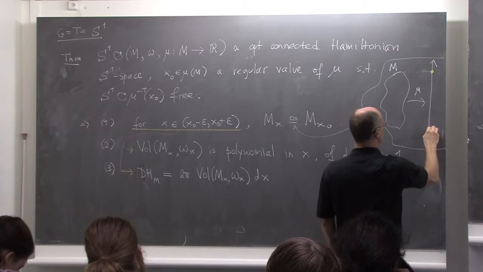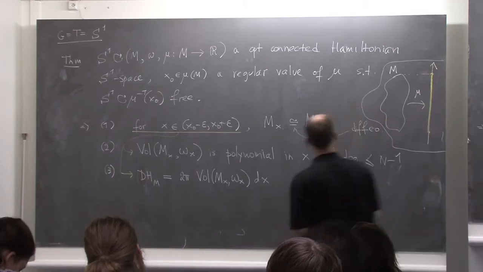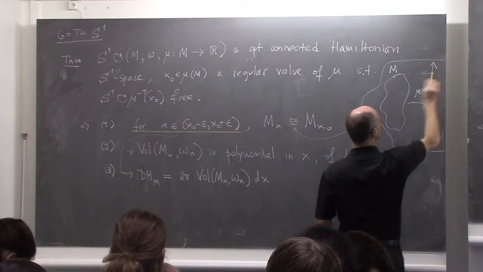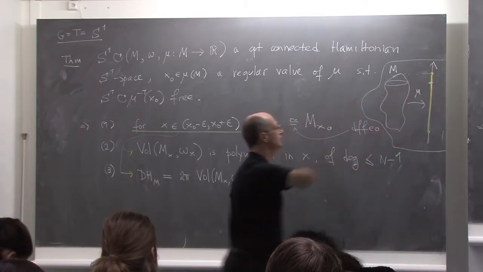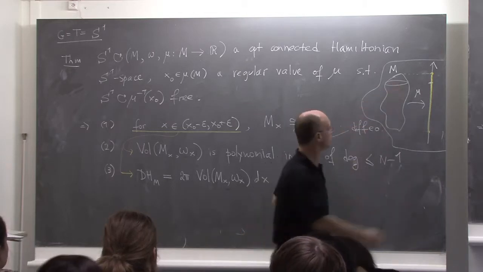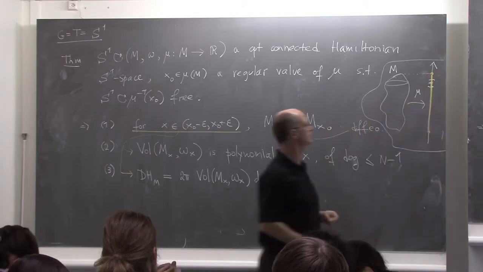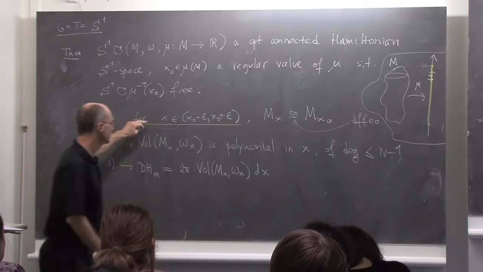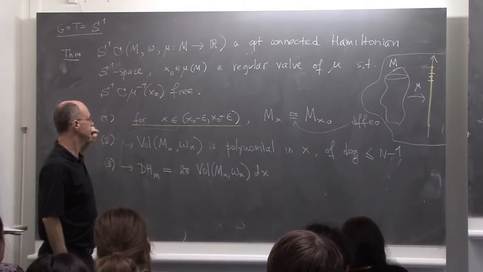So the image of the moment map is this interval. So we choose a regular value. A regular value means that here the fiber, the pre-image, is a submanifold. And we're saying that somewhere around this regular value, one can always find an interval such that the situation is really very, very nice, right?